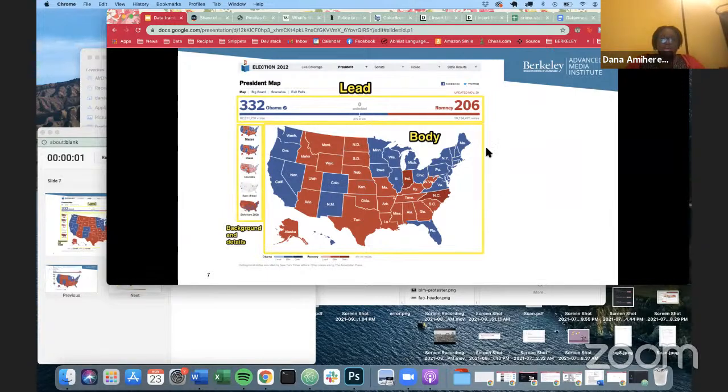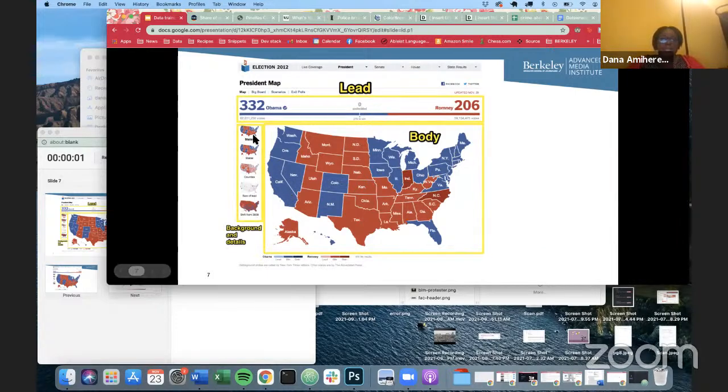Okay, you've got the body of the story, which is basically how did every state in the country vote? Who went red and who went blue? And you can see there are fewer blue states. So fewer states went Democrat, but it was the bigger states with more people that voted Democrat. So more people, but fewer states.